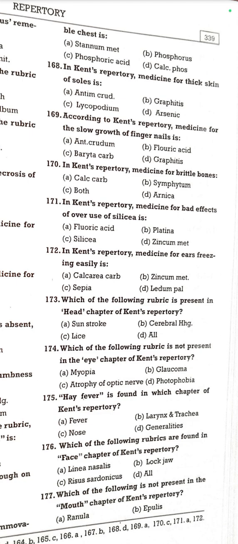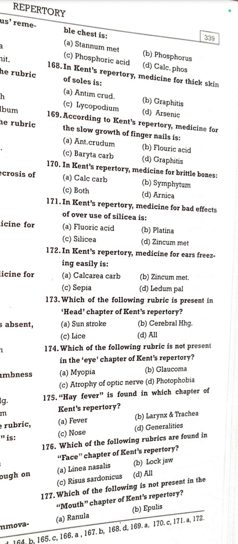175. Hay fever is found in which chapter of Kent repertory? So the answer is nose. 176. Which of the following rubrics are found in face chapter of Kent repertory? So the answers are Risus sardonicus, lockjaw and Trismus.